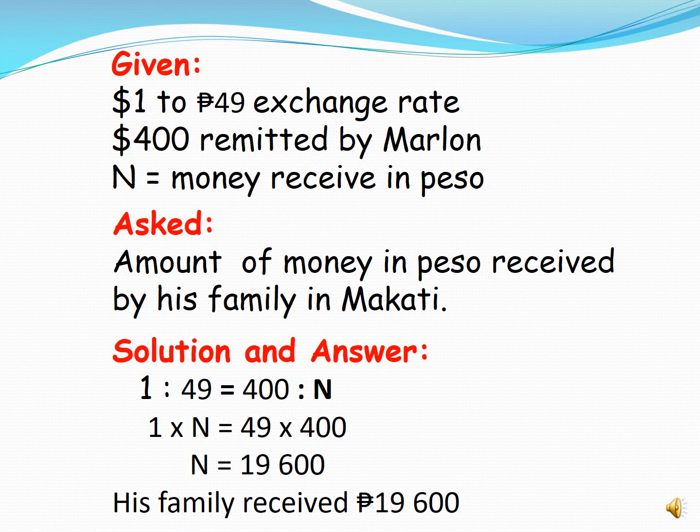Given $1 to 49 pesos exchange rate, $400 remitted by Marlon, and n is the money received in peso. Ask, the amount of money in peso received by his family in Makati. Solution and answer. So we have 1 is to 49 is equal to 400 is to n. So 1 times n is equal to 49 times 400. So n is equal to 19,600. His family received 19,600 pesos.